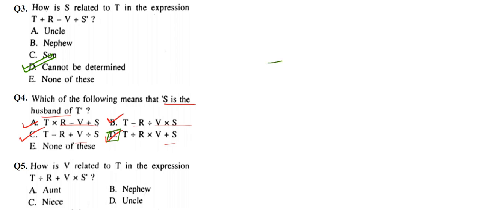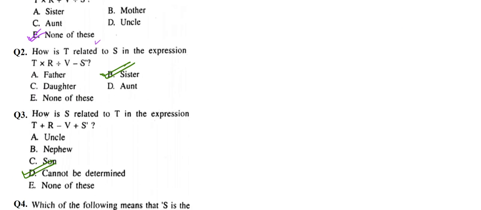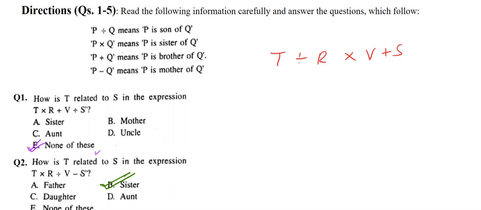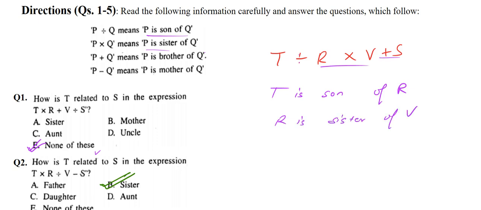In option D we have T divided by R into V plus S. As you can see in the question, we need S to be the husband of T. So let's check whether S is the husband of T or not. T divided by R means T is son of R. Now R into V means R is sister of V. V plus S means V is brother of S.